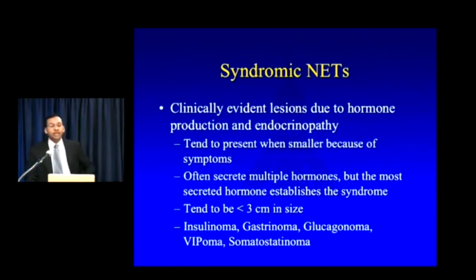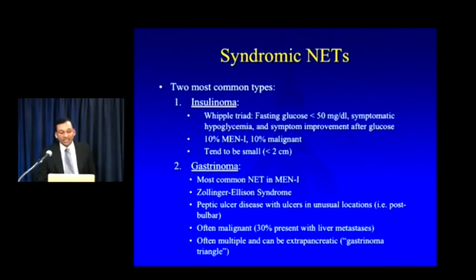Now, because these patients do tend to present earlier, the lesions tend to be smaller, so most often under 3 centimeters in size. There are a number of different syndromic NETs that have been described: insulinomas, glucagonomas, gastrinomas, VIPomas, somatostatinomas, and so on and so forth. But the two most common types by far in our practice are insulinomas and gastrinomas. Now, insulinomas tend to be small and they tend to be relatively benign. Only 10% are malignant. They're associated with the classic clinical symptoms of Whipple's triad: symptomatic hypoglycemia, and symptom improvement after the administration of glucose.